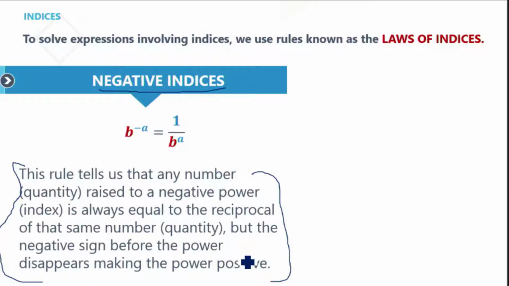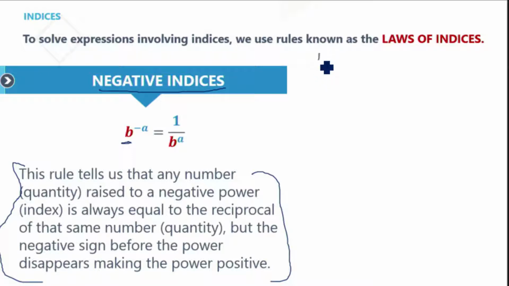Now, you really need to take this slowly so you can internalize it. So if a number is raised to a negative power, as in this expression, b is raised to the power minus a, it is the same as 1 over b raised to the power a. Let me at this point define reciprocal. The reciprocal of a number or quantity is 1 divided by that number or quantity.